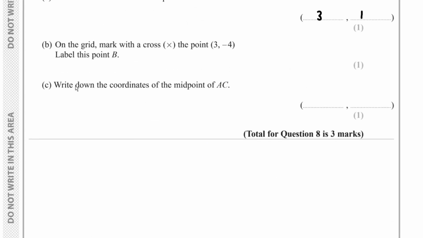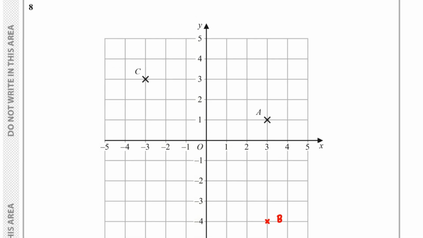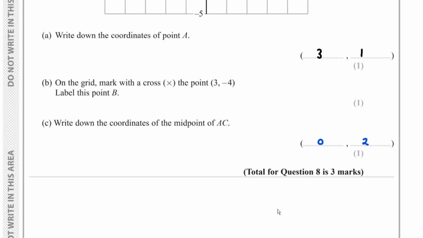Part C. Write down the coordinates of the midpoint of AC. The midpoint of AC will be halfway between A and C in the X and the Y direction. That is over here. The coordinates are 0, 2.